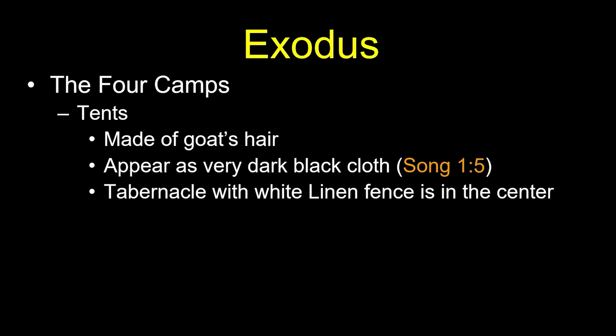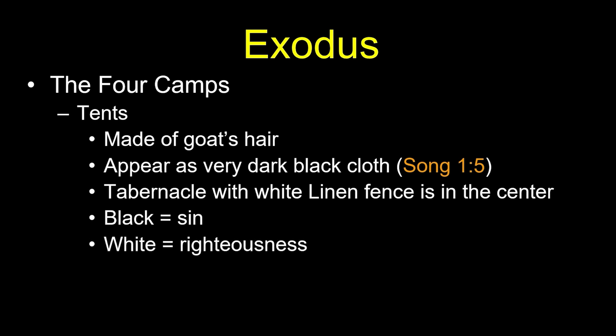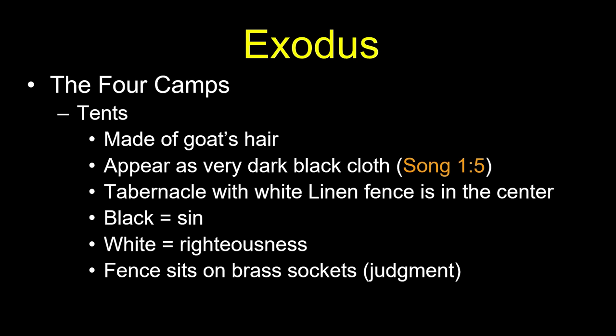recognize that the tabernacle with its white linen fence stood out very brightly. Okay? Black represents, idiomatically, sin. And yet white represents righteousness. And as we look at the tabernacle from the outside, we see the white of righteousness, and it's sitting on what kind of sockets? Not silver this time.